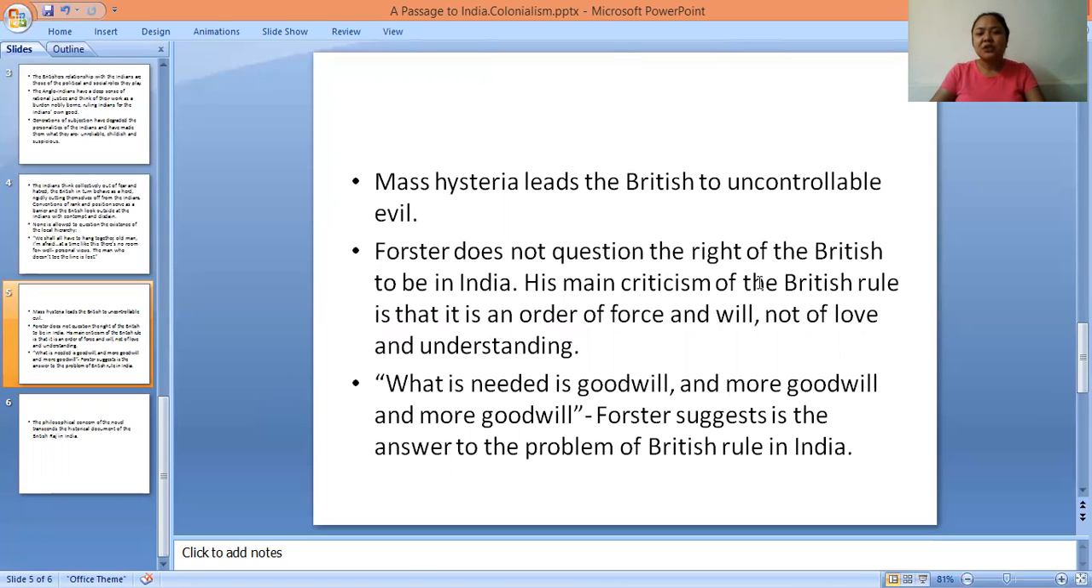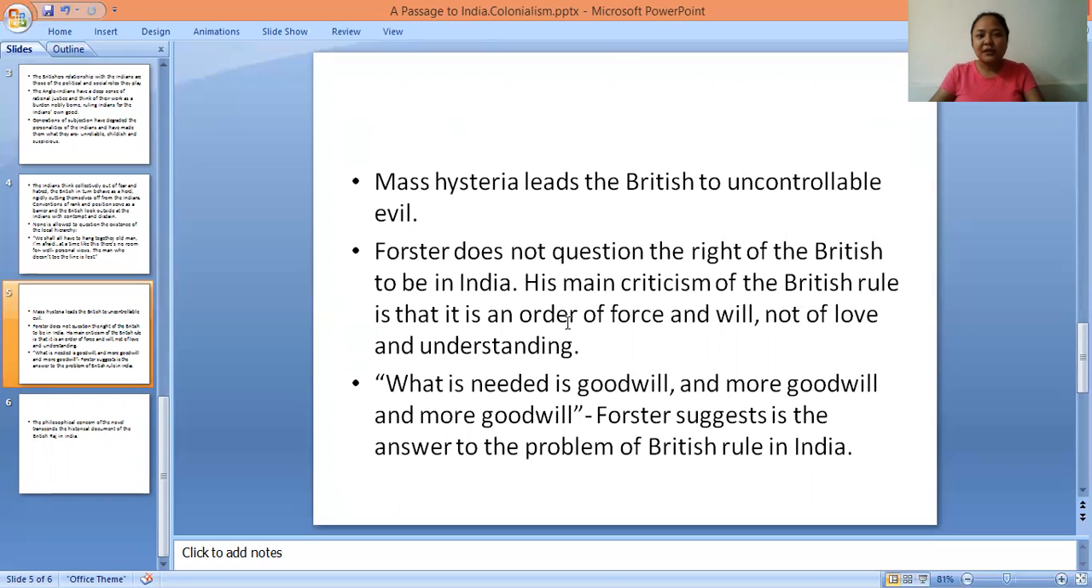Forster does not question the right of the British to be in India. He does not consider whether it is right for the British to be in India or not. Instead, his main criticism of the British rule is that it is an order of force and will, not of love and understanding. Forster thinks that, well, maybe it's right for the British to establish their rule in India, but they can do this through goodwill.